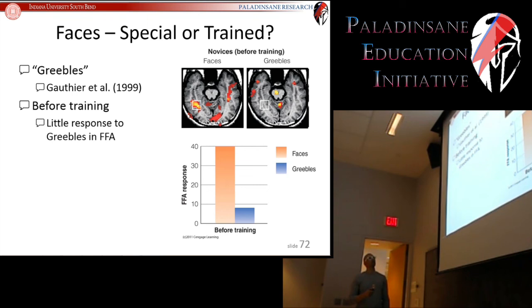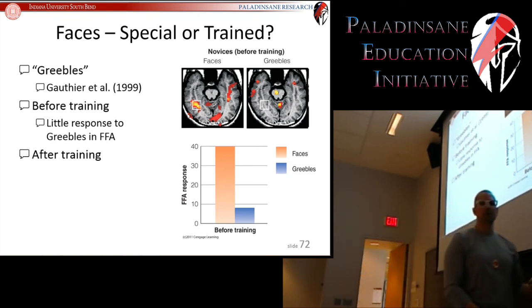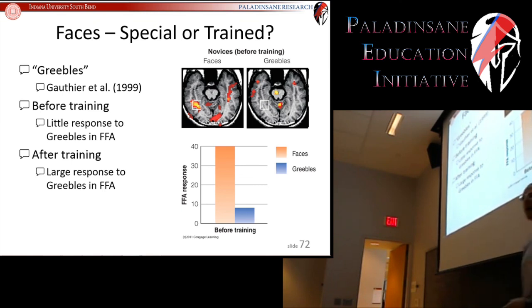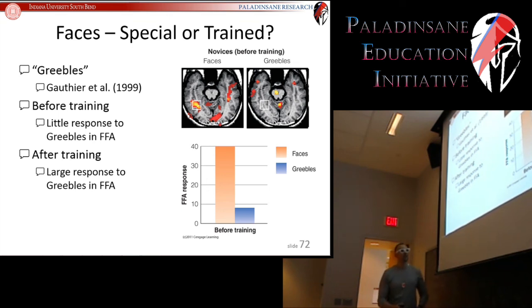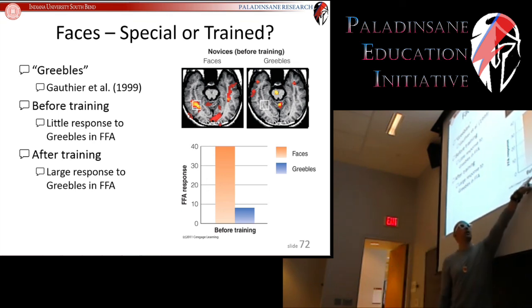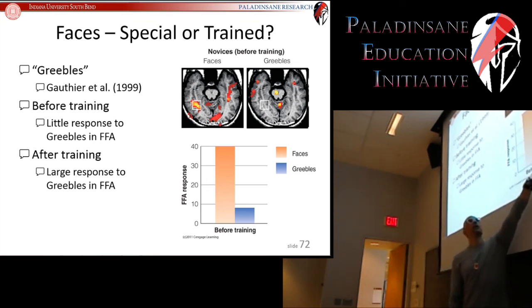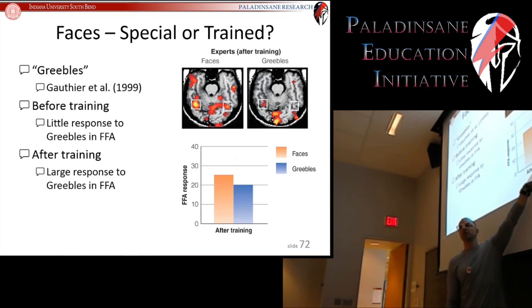Importantly though, what happened after training? So after training, it was a completely different story. After training, there were large responses to Greebles in the fusiform face area. So this is before training right here. The blue bar is your response to Greebles. That's after training. All right, so once again, before training, very little response to Greebles. After training, the fusiform face area lighting up when people saw a Greeble.